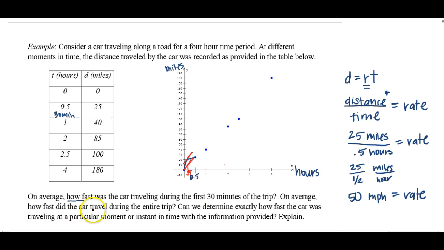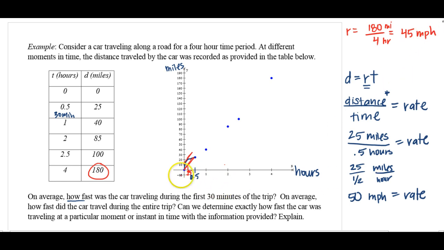On average, how fast did the car travel during the entire trip? So the entire trip being over the course of 4 hours. We use this same formula here, and I'll go ahead and do that work up here. If I want the rate, it's going to be the distance traveled. So at 4 hours, I've traveled 180 miles, and then over the course of 4 hours. If we simplify this, on average, and I should include units, 180 miles over 4 hours, 180 divided by 4 is going to be 45 miles per hour.